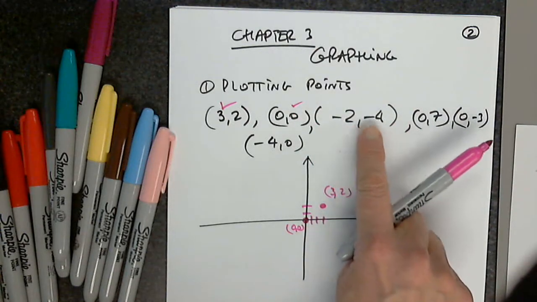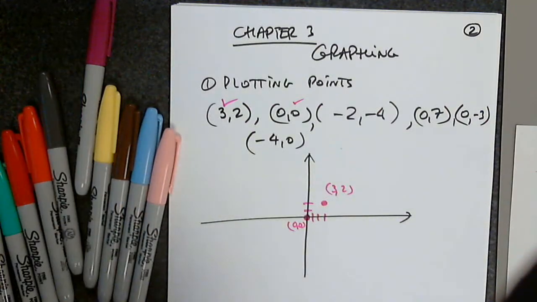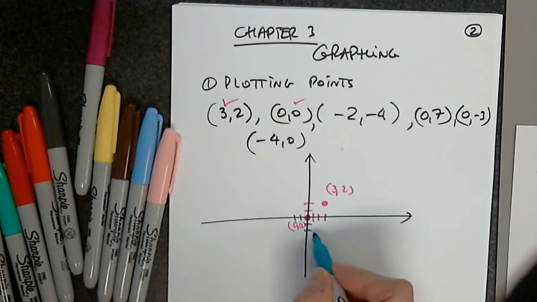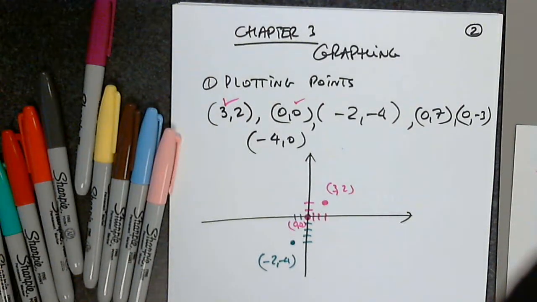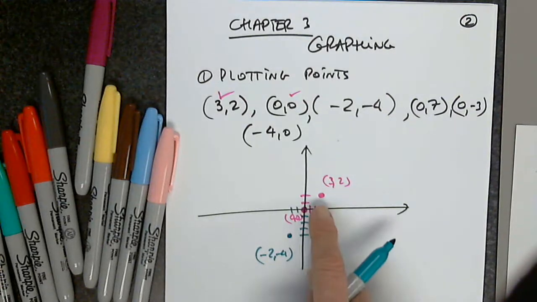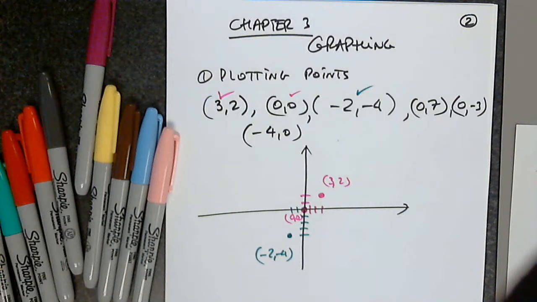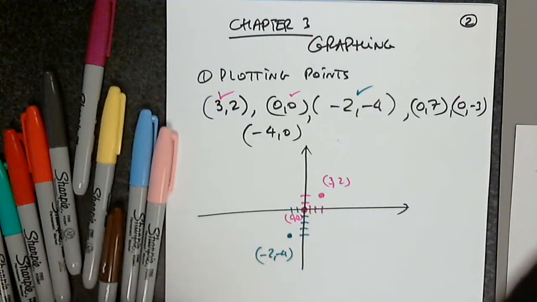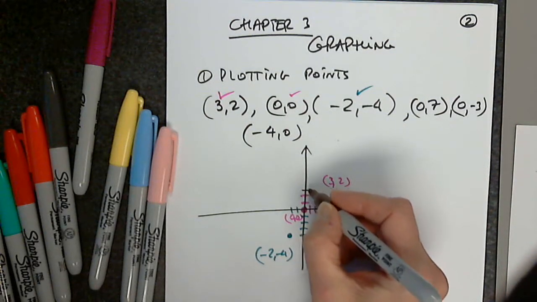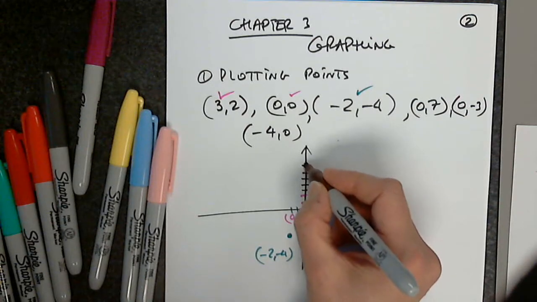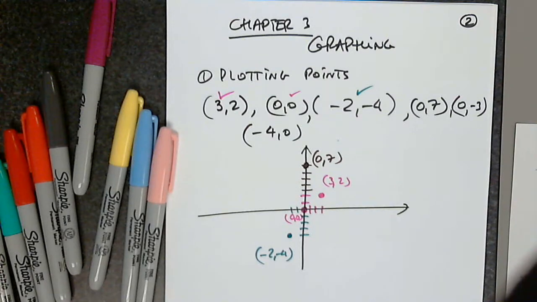That's done. (-2, -4): we go to the left. x is -2 and y is -4. So this is (-2, -4). -2 for x, -4 for y. (0, 7) is 0 for x and 7 for y: 2, 3, 4, 5, 6, 7, right here. This is 0 for x, 7 for y.